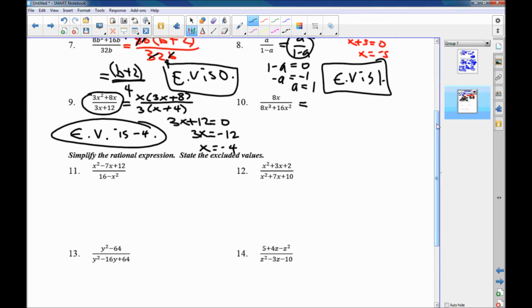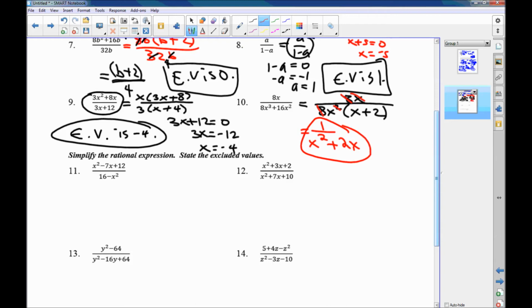the top is already factored, but the bottom I can take out a factor of 8x squared. It leaves behind x plus 2. And then the monomials can be simplified. The 8's can cancel. This x will cancel with the squared, so now we're left with 1 on top and x times x plus 2 on the bottom. We're going to go ahead and multiply that back together. So x times x is x squared, and x times 2 is 2x. So here's our simplified fraction.